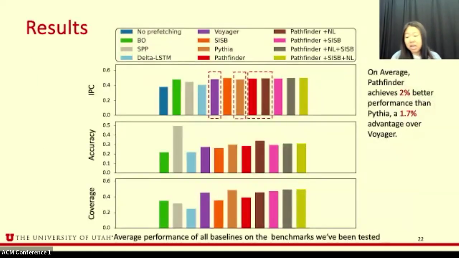On average, Pathfinder achieves 2% better performance than PCA and a 1.7% advantage over Voyager. Since Pathfinder is also a selective prefetcher, we also tried to ensemble Pathfinder with other types of prefetchers, like Next9 and SSB, to fill out the prefetch budget while keeping the prefetch degree equal to 2 in our default setting. That also helps us improve the performance.